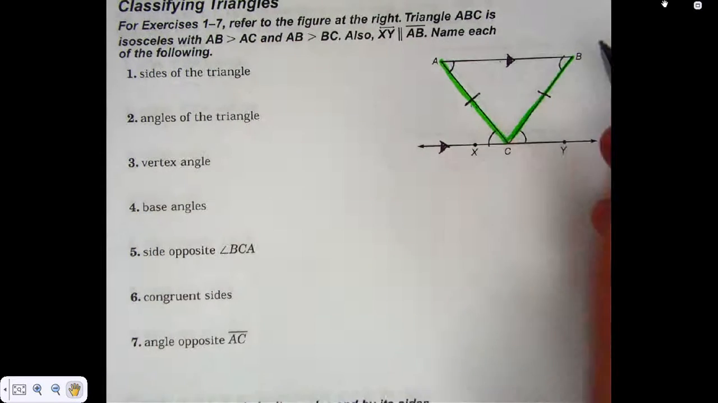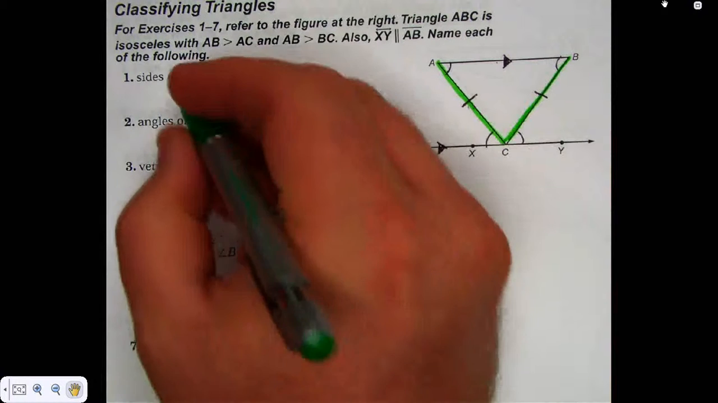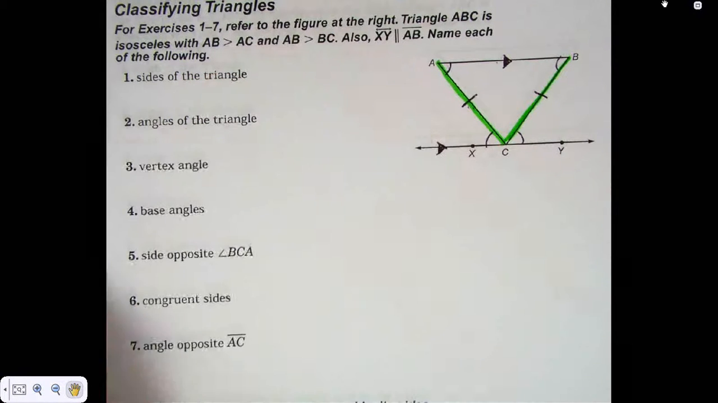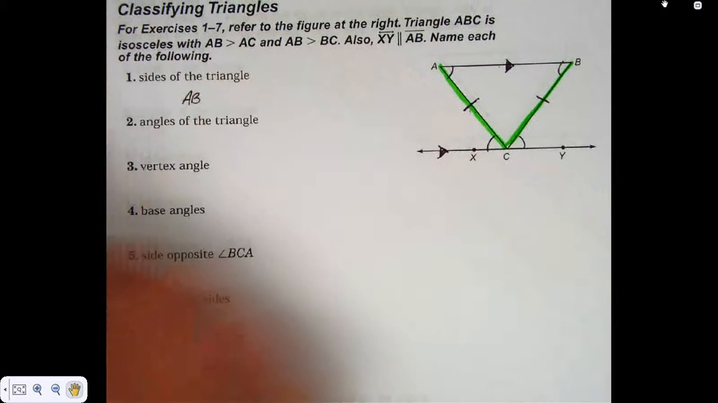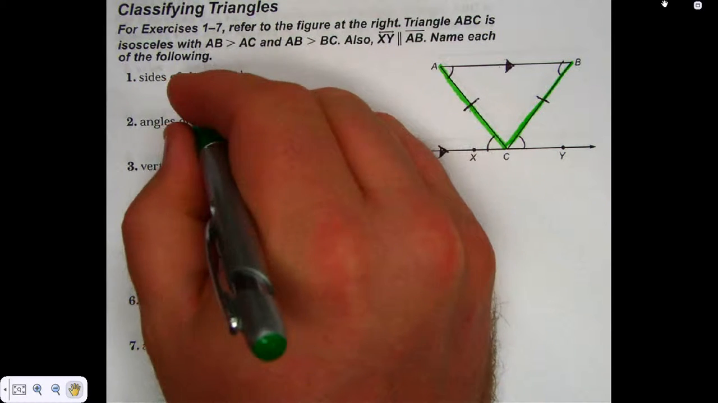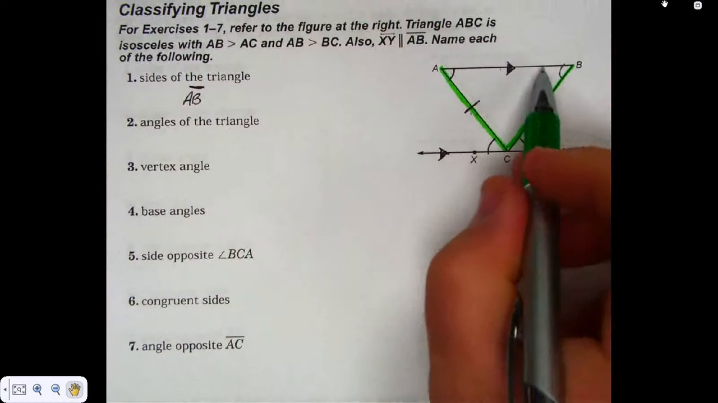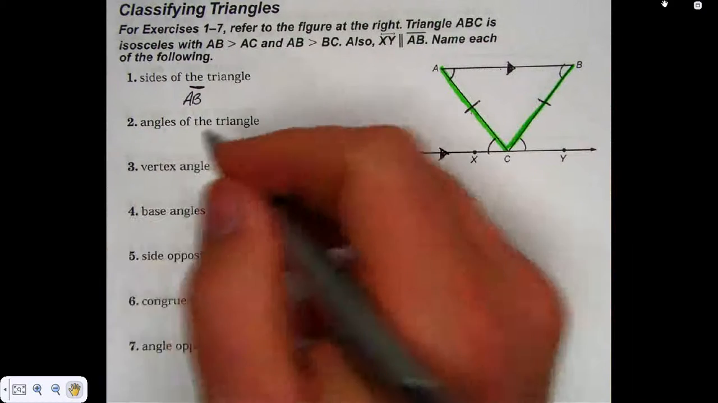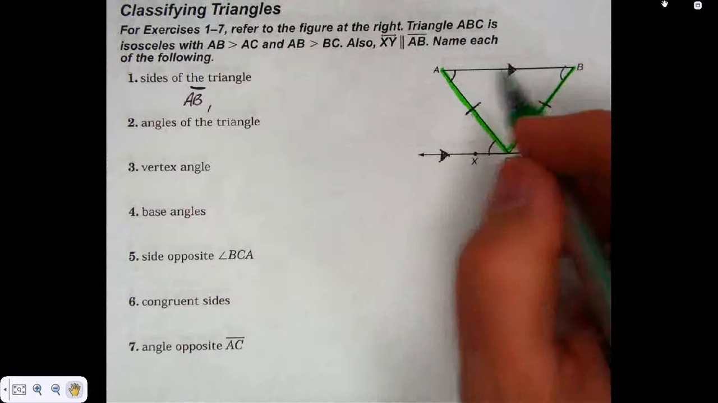All right, name each of the following, the sides of the triangle. What are the sides of this triangle? AB is one of them. Is that correct to write it like that? No, it's not. Why not? That's the distance from A to B. When naming a segment, naming that thing right there, I have to put a segment above it to say segment AB. If I just put AB, I'm saying I'm talking about whatever its length is.